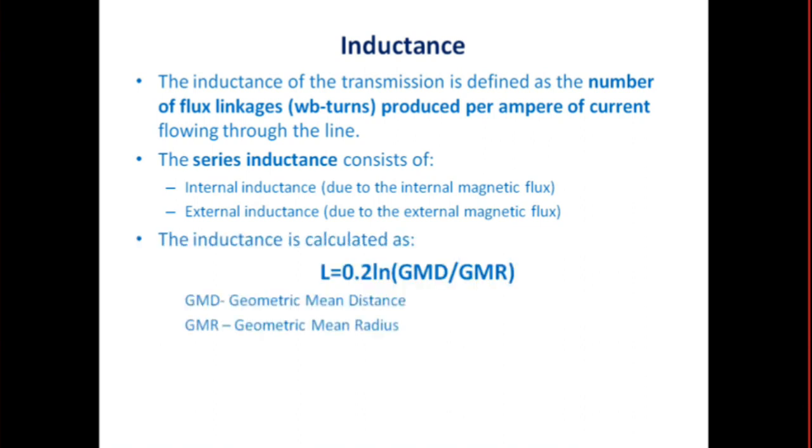The generalized expression for calculating inductance is 0.2 into ln of GMD divided by GMR, where GMD is the geometric mean distance and GMR is the geometric mean radius. The GMD depends on the spacing between the conductors and the GMR depends on the diameter of the conductor, and also it depends on the arrangement of the conductor in the form of bundles.